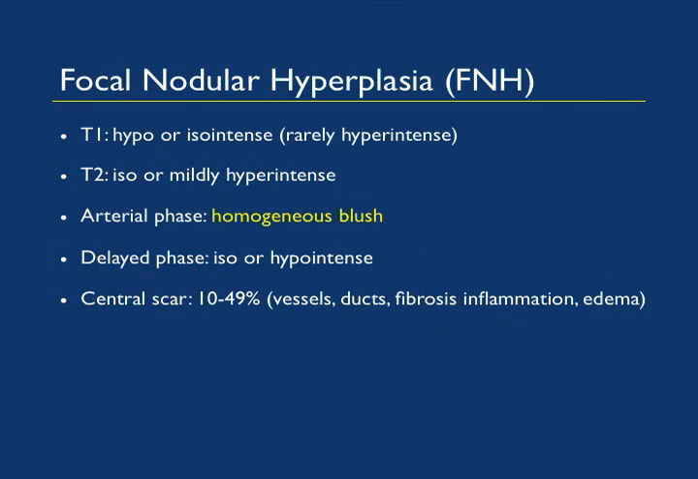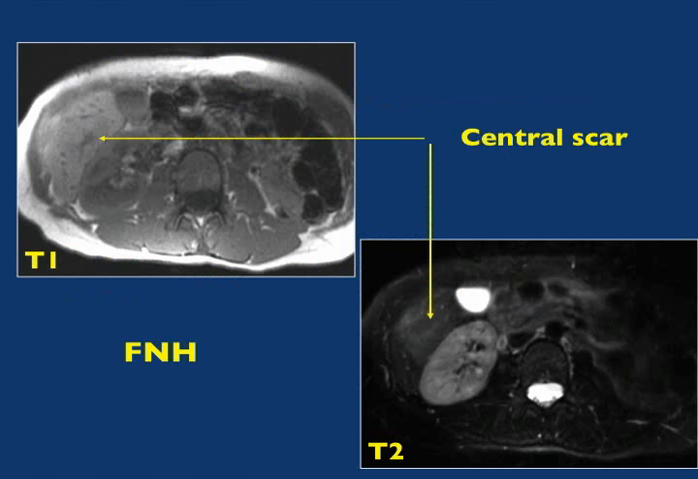The next tumor is a focal nodular hyperplasia. On MRI, they have hypo or isointensity. Their arterial phase shows a homogeneous blush, and that characteristic is called like a popcorn appearance. It does not have washout. And one of the important things with focal nodular hyperplasia is that it can develop a central scar in up to 50% of patients. The next slide shows a couple examples of focal nodular hyperplasia in which there is a central scar.